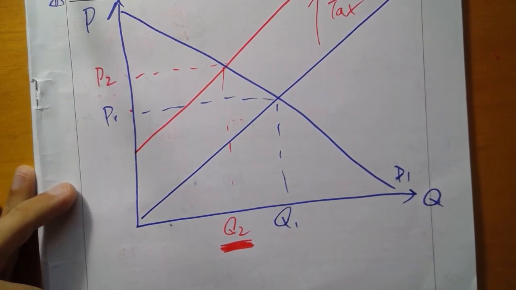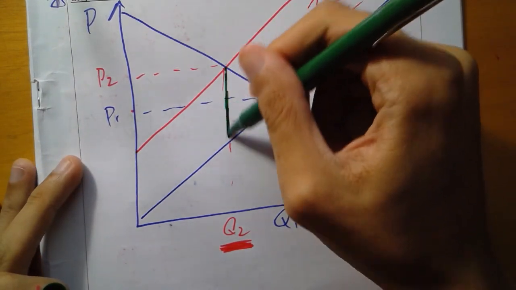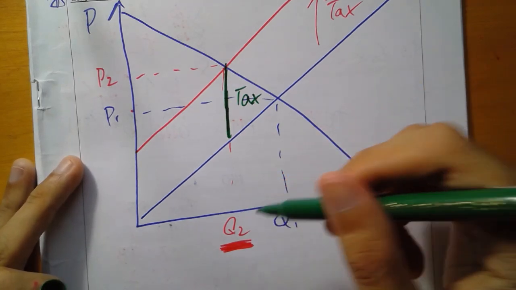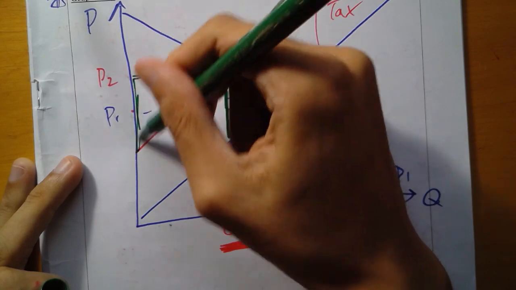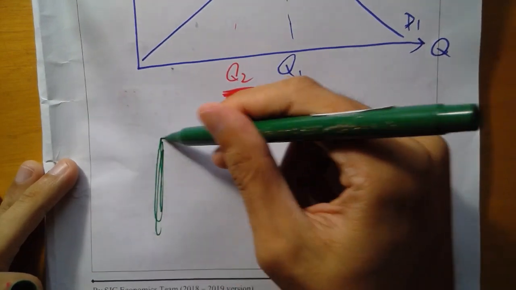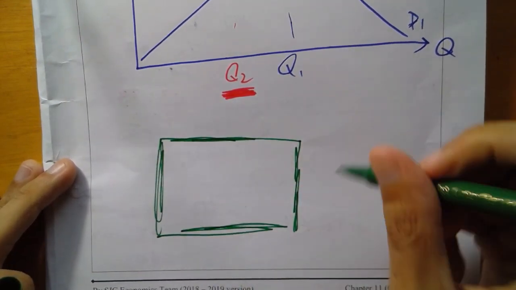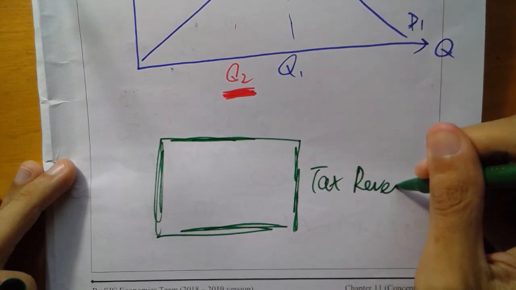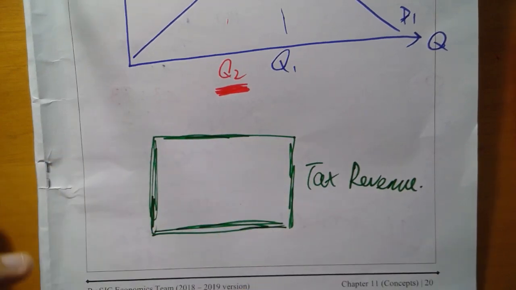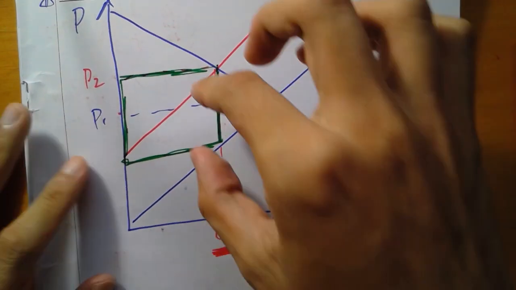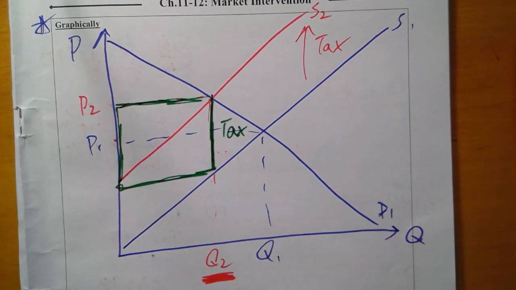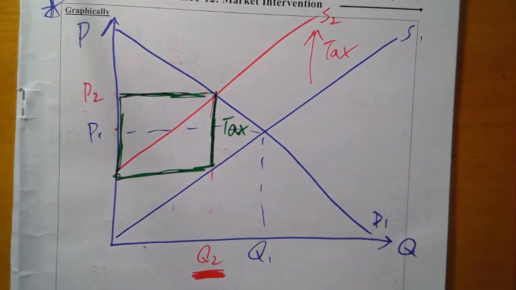Remember the tax revenue. Now this is a per unit tax, right? Right now we are selling Q2 units. So this whole green thing, let's draw it down. This whole green thing will be our tax revenue. Now we need to break this green rectangle into two parts, namely consumer tax burden and producer tax burden.